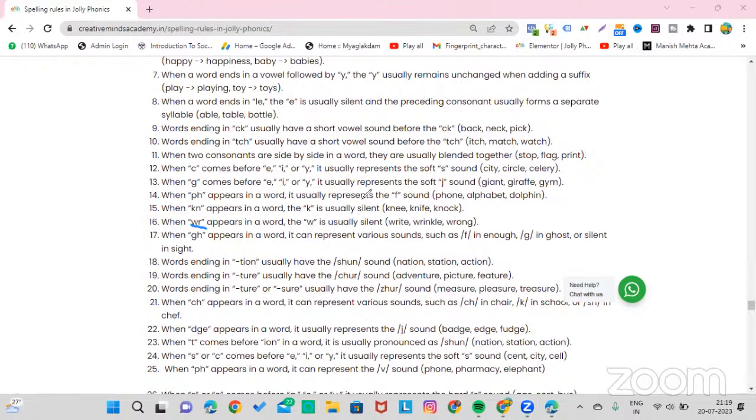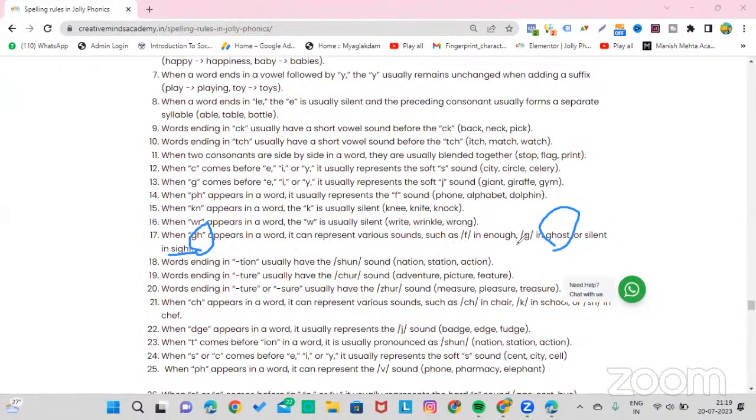So when you have WR, then W will be silent. Then point number 17. Yesterday we have done when you have GH, it can have many sounds. It can have the g sound as in ghost, or it can be silent like in the IGH words, or it can give the sound of letter F as in enough.